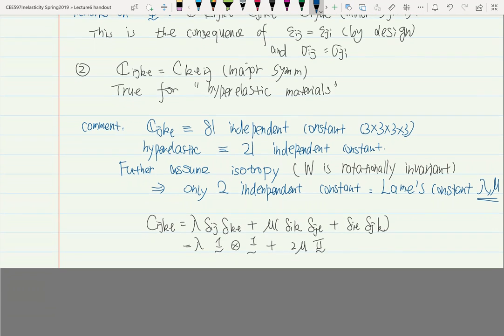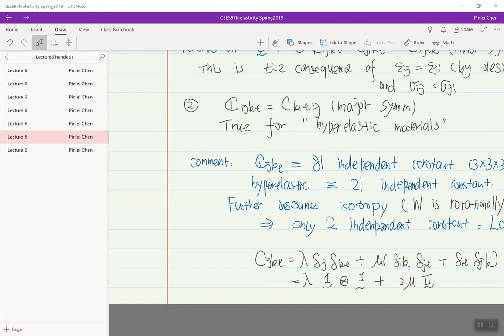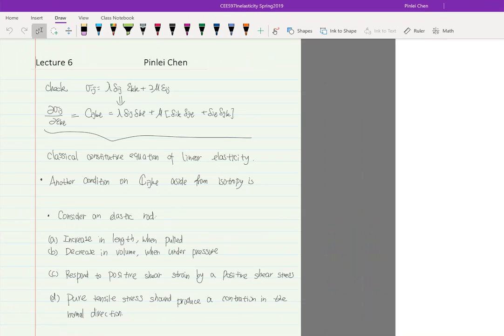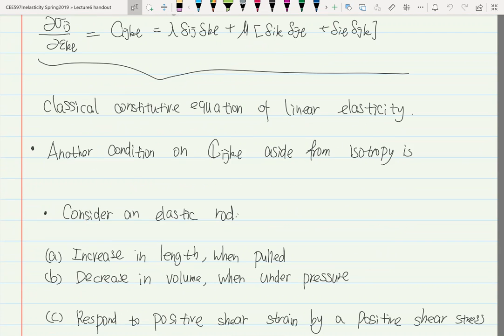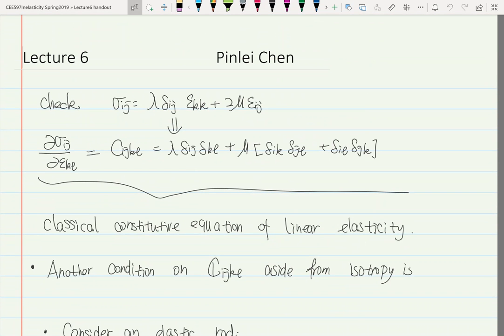So with these 2 in hand, you can write your Cijkl as follows. It's lambda times the identity cross product identity plus 2 mu times the fourth order identity. Okay. You could also start from the sigma ij representation, and then use the idea that Cijkl equals partial of sigma ij over epsilon kl, and then derive the Cijkl expression. That also works. Okay.